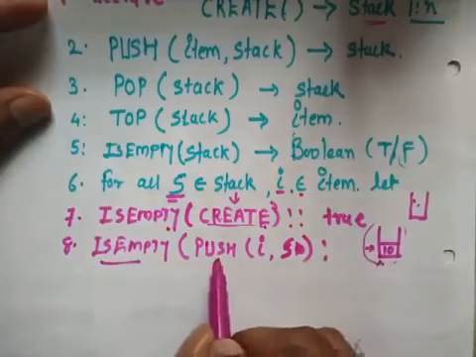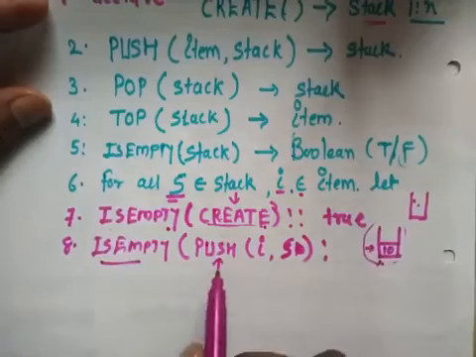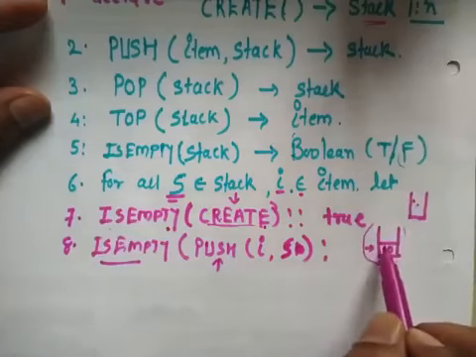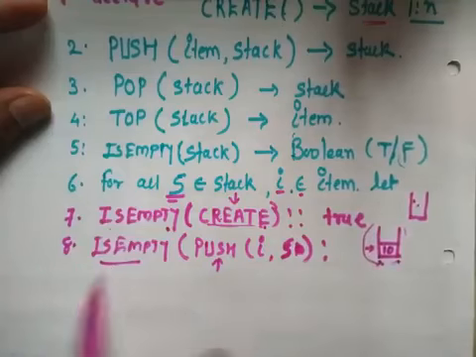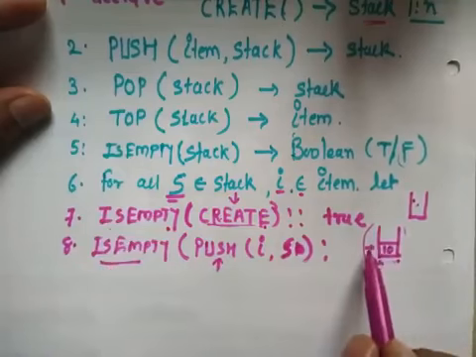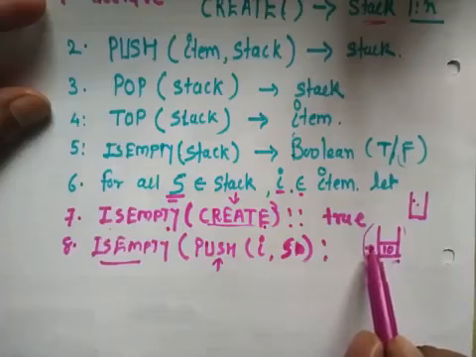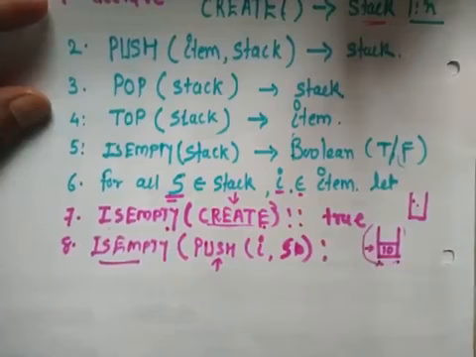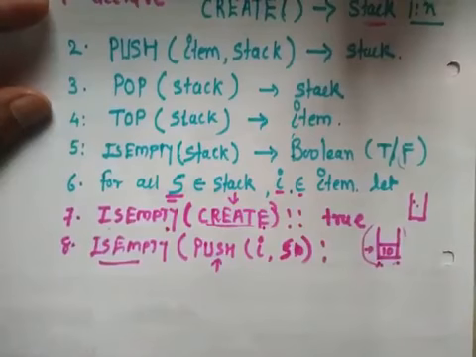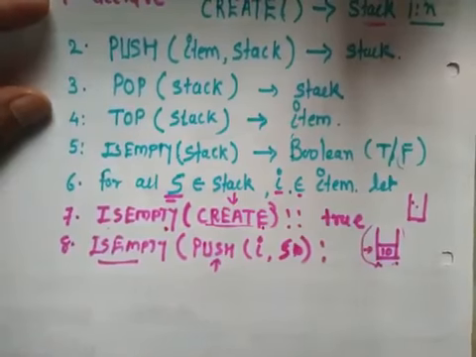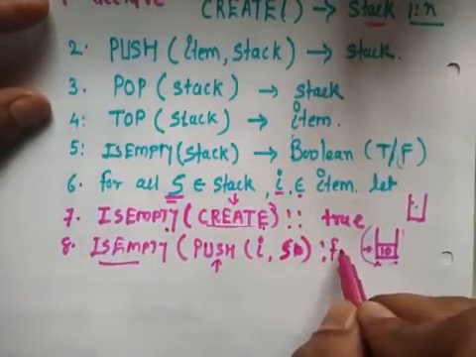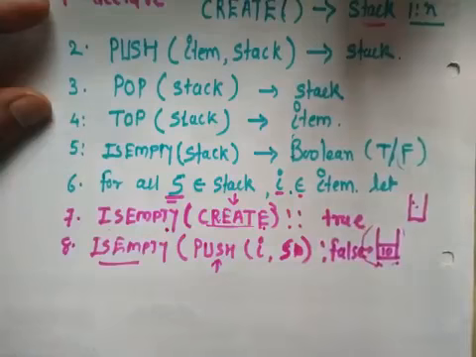So initially the push function will push an element at the top of this stack and return this stack to the is empty function. Now the is empty function checks whether this stack is empty or not. So it will return false, since the stack has some elements.